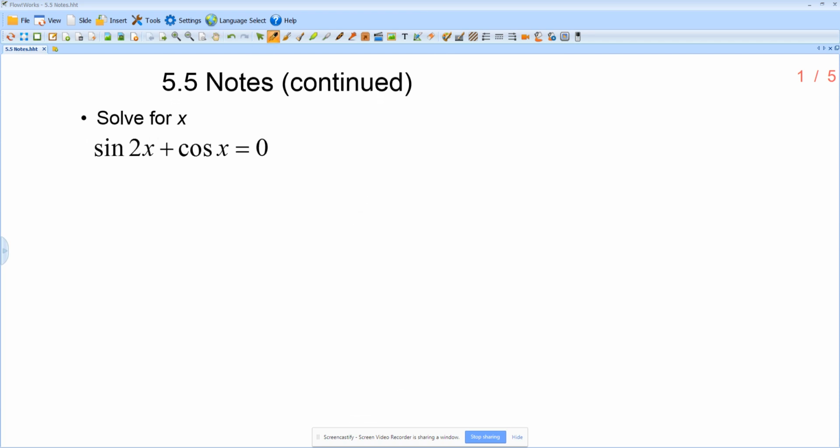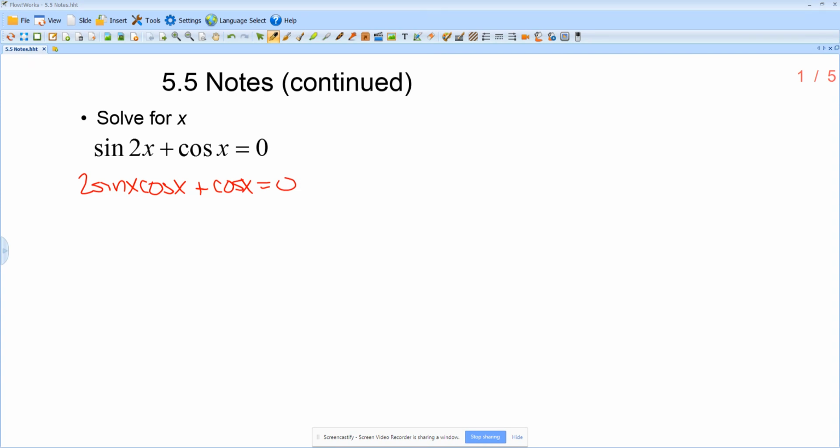Solve for x, we've got sine of 2x plus cosine x equaling 0. Looking at this, I cannot solve it because it's written right now as two different trig functions. So I'm going to use the double angle formula for sine to say that this is the same as 2 sine x cosine x plus cosine x equaling 0.